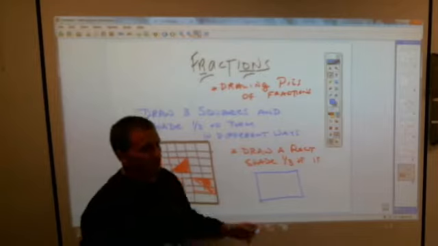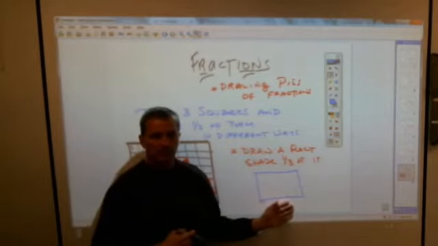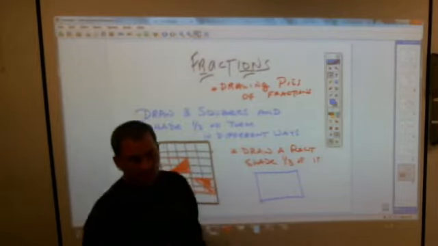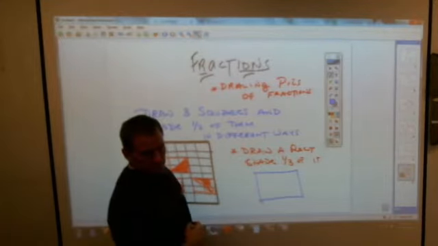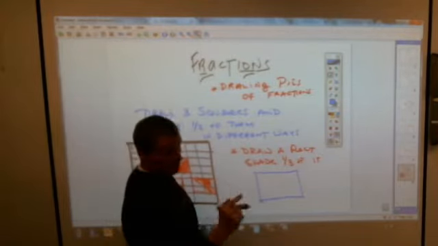Alright, if I'm shading a third of a rectangle, which way would be the best to do it? Brian says? To divide it, so which way would you divide it, sir? Vertically. Vertically.